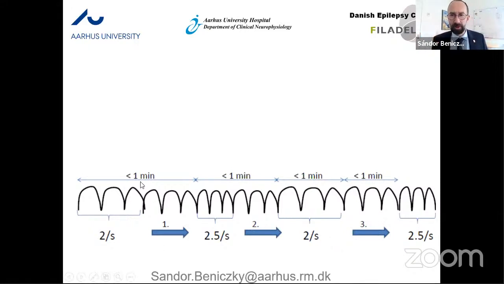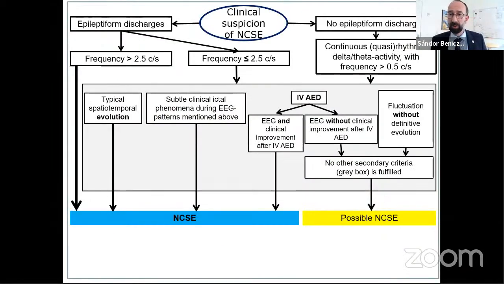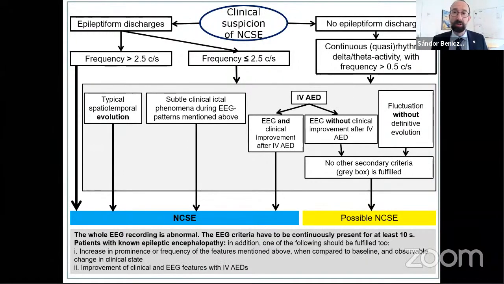But if you have this other phenomenon, this ping pong back and forth between 2 frequencies, then you call it a fluctuation. So this is not sufficient to diagnose an evolution, but it's also a potentially dangerous phenomenon which can be non-convulsive status epilepticus. So if fluctuation is present and no other secondary criteria are fulfilled, then you call this again a possible non-convulsive status epilepticus.